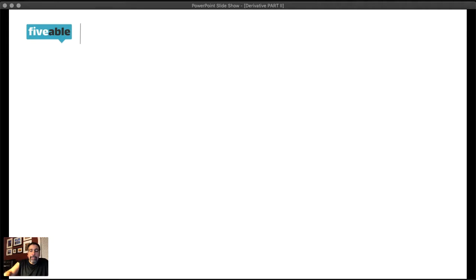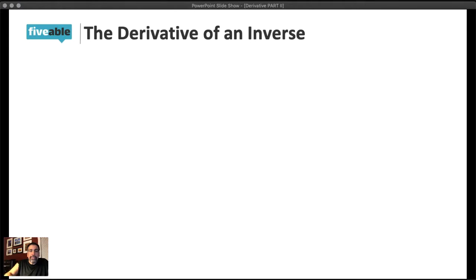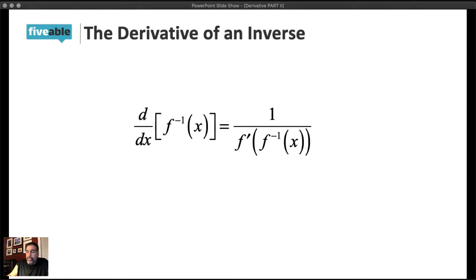The last thing I want to put up on the screen before we start doing some problems tonight is the derivative of an inverse. To me, this is the most convoluted theorem in all of calculus. You ask your students to read it, and there's a lot of confusion. The derivative of the inverse function of f of x is equal to 1 over the derivative of f evaluated at f inverse of x. A lot of words going on there, a lot of notation.